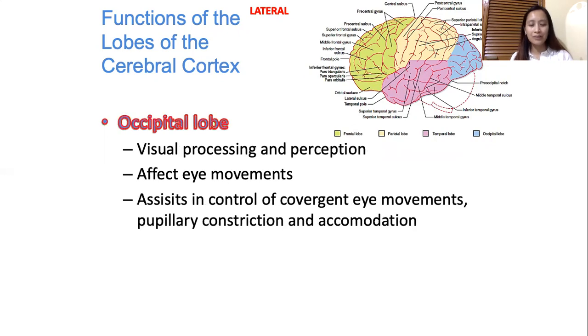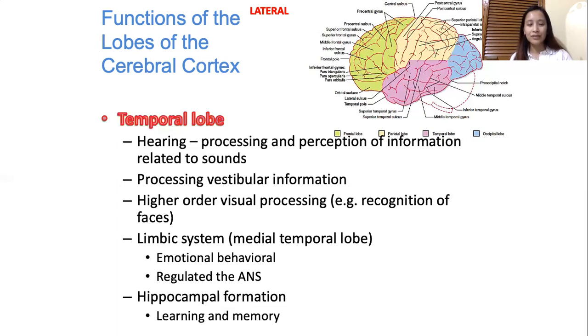Okay? Your occipital lobe is important for visual processing and perception, and it also controls or affects eye movements. So it assists in the control of convergent eye movements, pupillary constriction, and accommodation. So remember, in your visual pathway, the occipital lobe is that part of the brain that is part of that pathway.